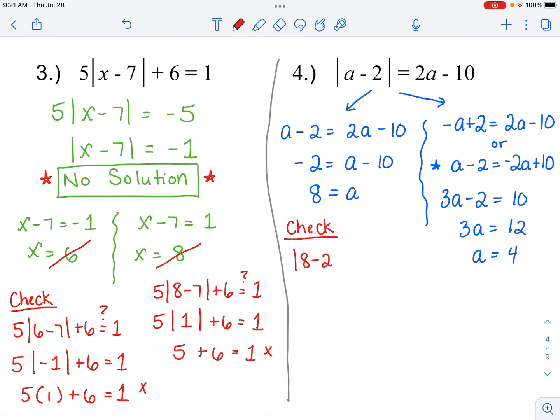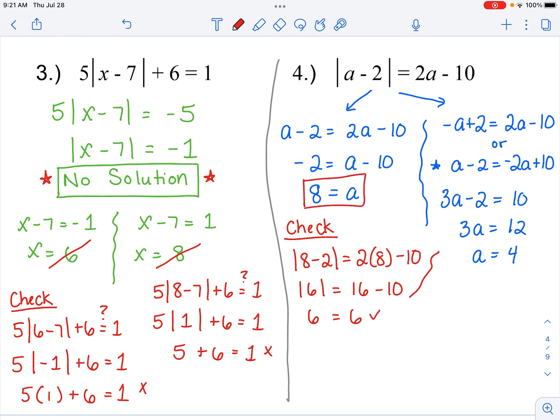I'm going to do absolute value of 8 minus 2 equals 2 times 8 minus 10. Again, always check in the original equation, never a modified equation. So that gives me the absolute value of 6 is equal to 16 minus 10. So I get 6 is equal to 6. That works. This is a solution.